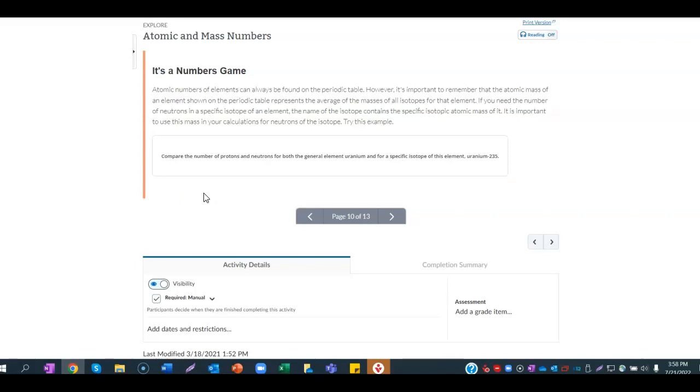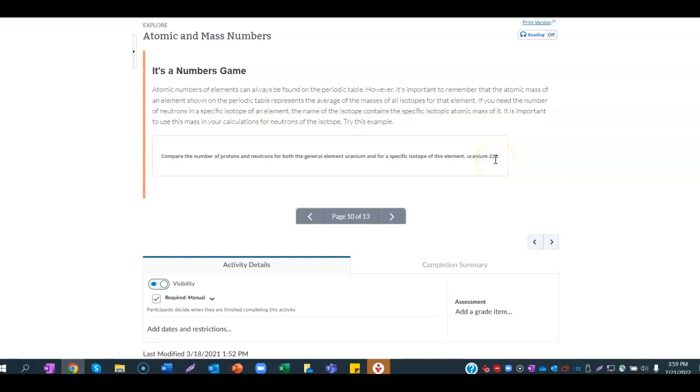If you need the number of neutrons in a specific isotope of an element, the name of the isotope contains the specific isotopic atomic mass in it. So it is important to use this mass in your calculations for neutrons of the isotope. Try this example. It says compare the number of protons and neutrons for both the general element uranium and for a specific isotope of this element, uranium-235.